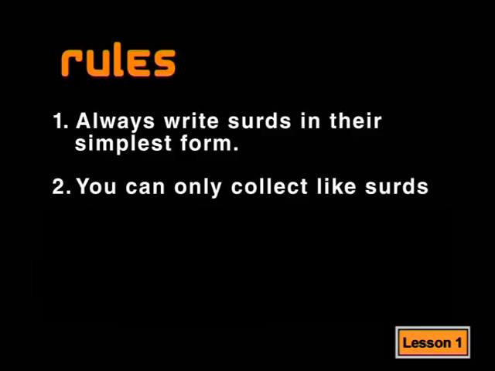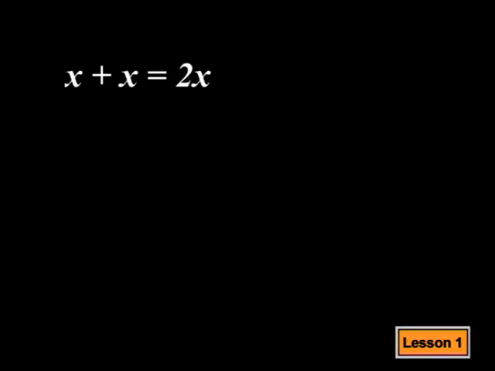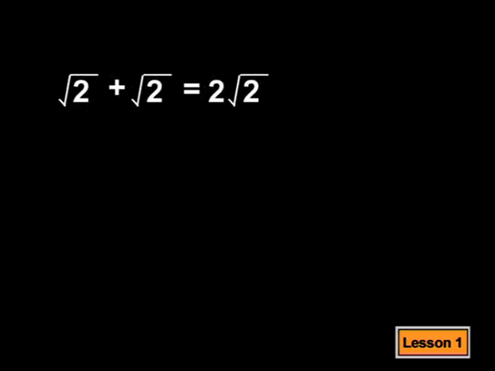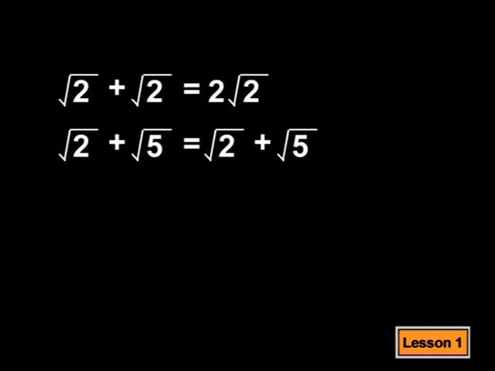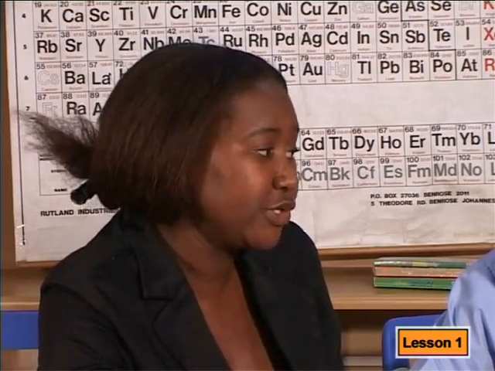You can only collect like surds. Like surds are similar to like terms. You can add x and x to get 2x, or y squared and 2y squared. But you cannot collect x and y squared. So, similarly, you can add root 2 and root 2 to get 2 root 2. But you can't collect root 2 and root 5. It's important to remember that the law only applies when you are dealing with like surds.